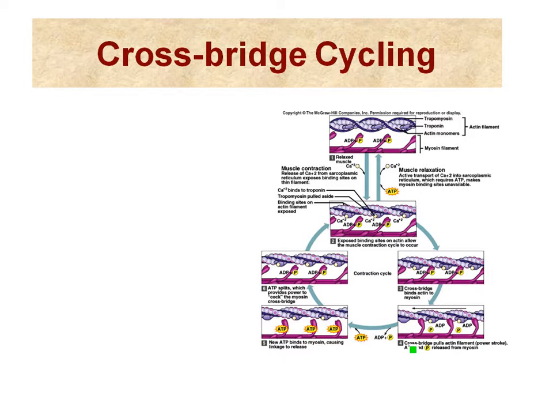All right, so once that ADP falls off and you have that pulling, that's where you have your filament sliding. Remember your ADP and phosphate fell off. Now ATP is going to come back in and bind to that myosin head again.